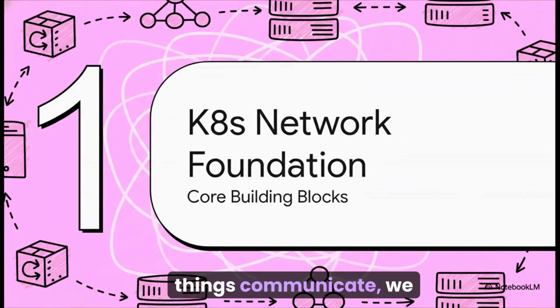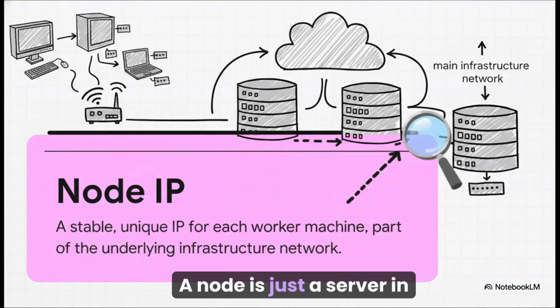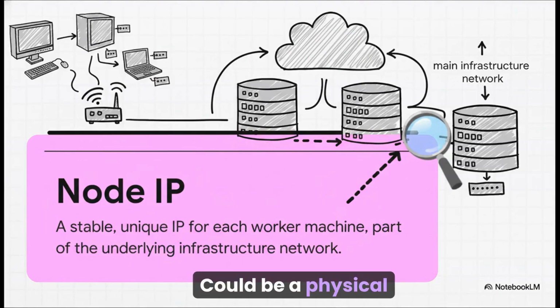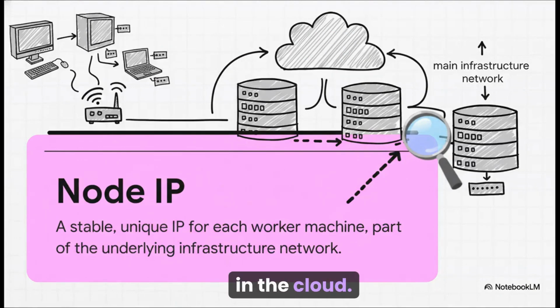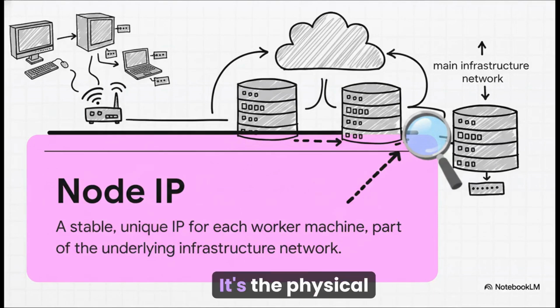Before we can get how things communicate, we need a crystal clear picture of what those things actually are. And it all starts with two fundamental pieces. Let's start with the easy one, the node IP. A node is just a server in your cluster. Could be a physical machine, could be a VM in the cloud. Each one of these nodes gets a stable, predictable IP address on your main network. Think of it like the street address for the machine itself. It's the physical foundation, and it doesn't change.